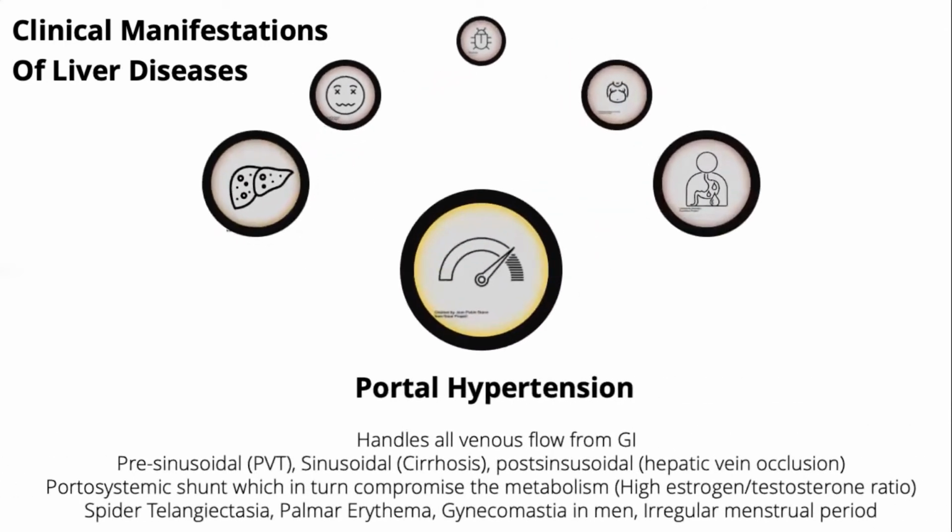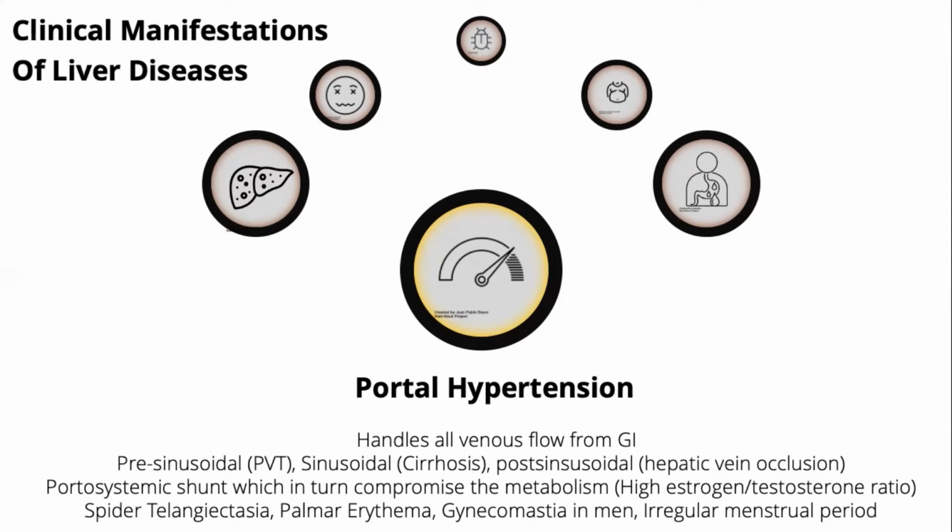Next will be the portal hypertension. As you know, the portal vein handles all venous flow from the GI, and portal hypertension can be pre-sinusoidal, as in portal vein thrombosis, can be sinusoidal as in cirrhosis, and this is the main topic here today, or post-sinusoidal, which is the hepatic vein occlusion. And actually the most common post-sinusoidal hypertension is through cardiac diseases, most commonly congestive heart failure.